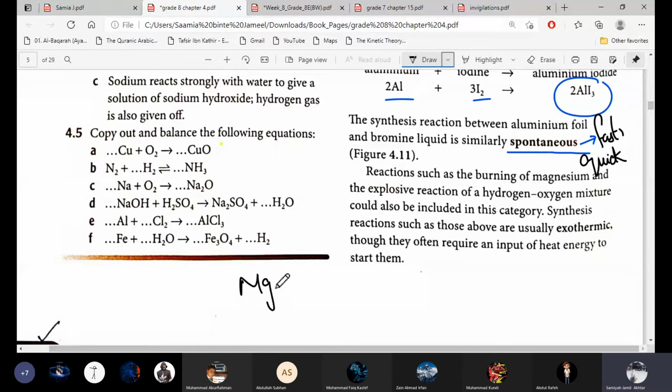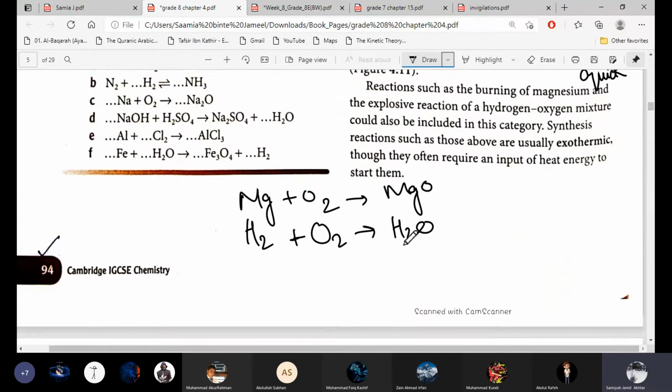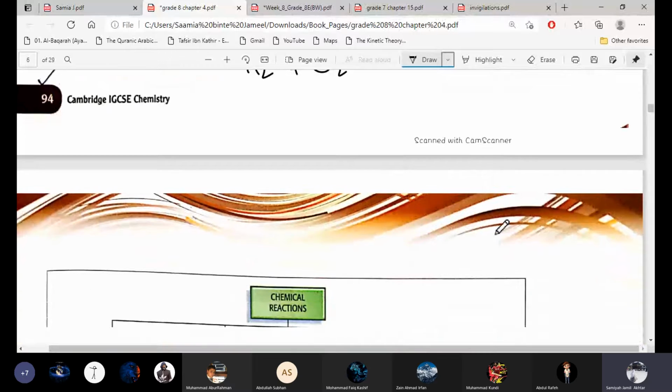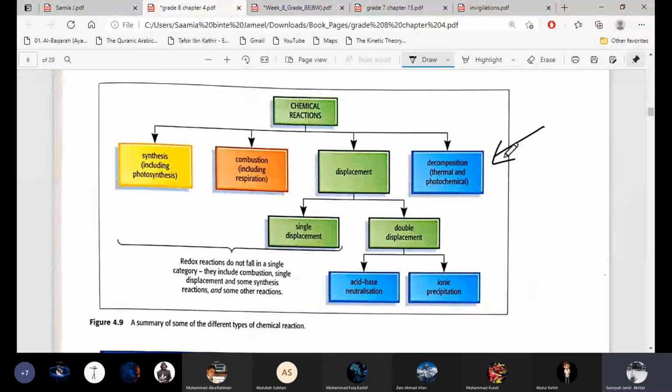And then there are a few other examples also, like the burning of magnesium, which we studied: magnesium plus oxygen gives magnesium oxide, and the water formation, hydrogen plus oxygen gives H2O. These reactions are also synthesis reactions, and all of them are exothermic. This summary I will explain when we study all of these types of reactions. Then I will tell you how they are linked with each other.